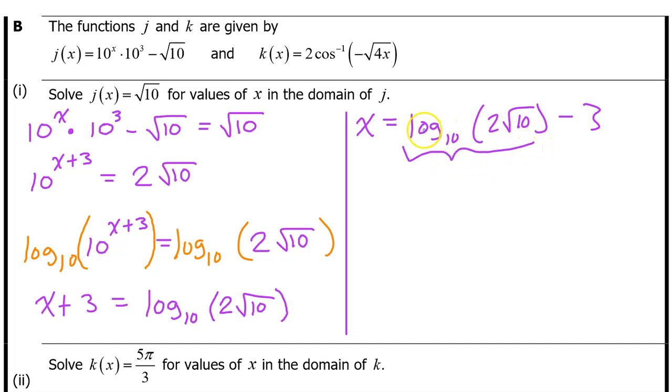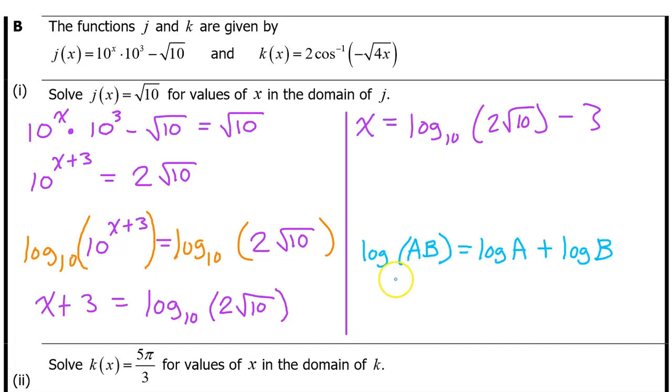This is the solution. However, I'm afraid we might be required to simplify this a little bit. I see that we have log base 10 and there's a 10 here, so there is some simplification that can be done. One property of logarithms is that the log of a times b is equal to the log of a plus the log of b. So here we have the log of 2 times radical 10. This can be split up as the sum of 2 logs. We could write the log base 10 of 2 plus the log base 10 of radical 10.